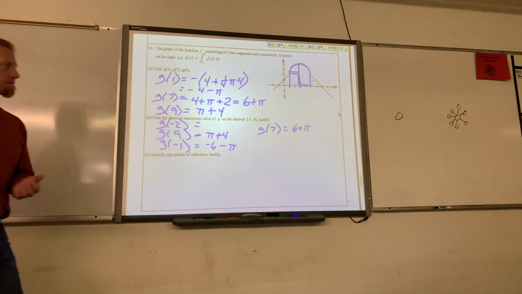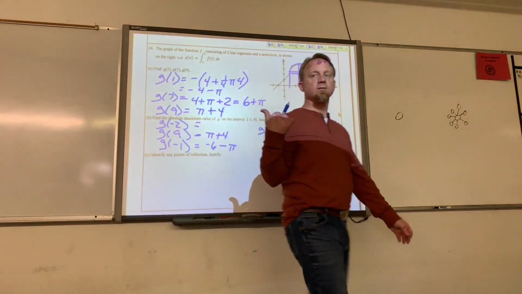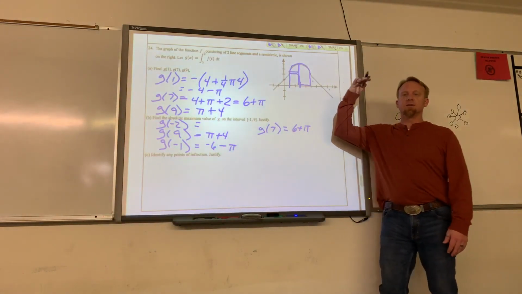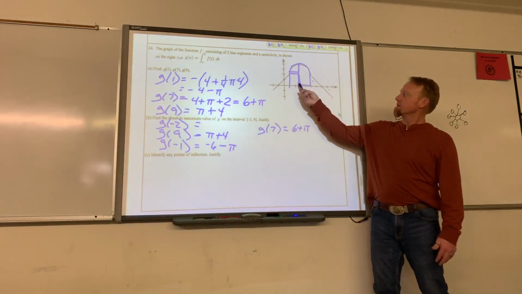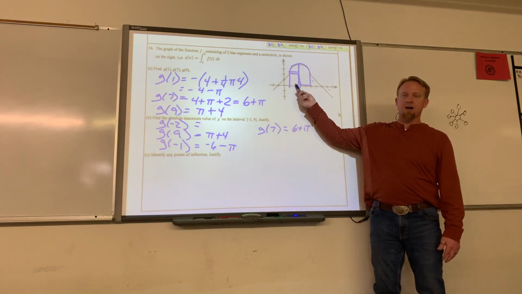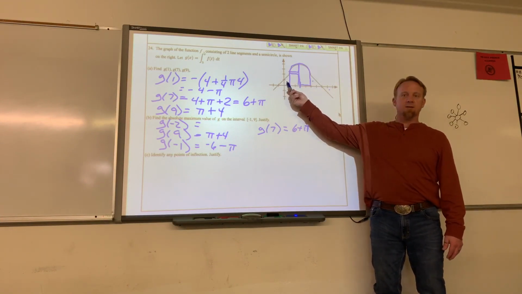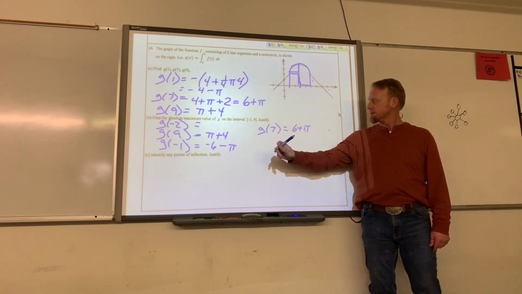Wait, why is it negative? Because remember, you're going backwards. Oh. So anything above is going to be negative. So I already know this right here is negative 4 minus pi. We just figured out this was negative 2. So negative 4 minus pi plus a negative 2 gives me negative 6 minus pi.